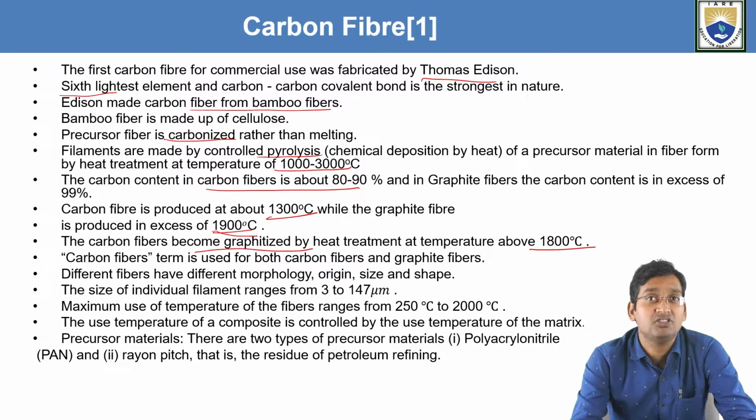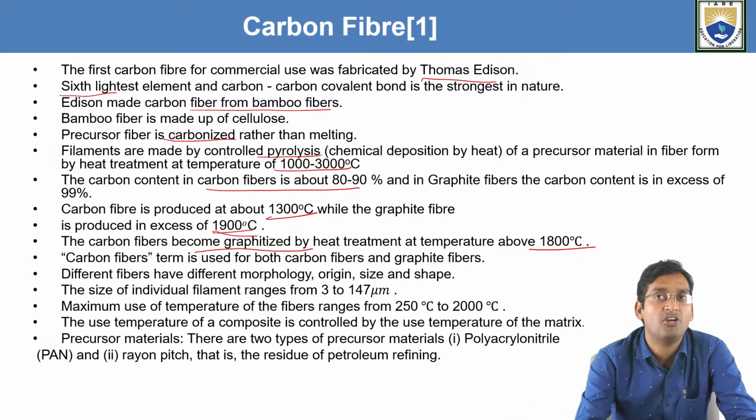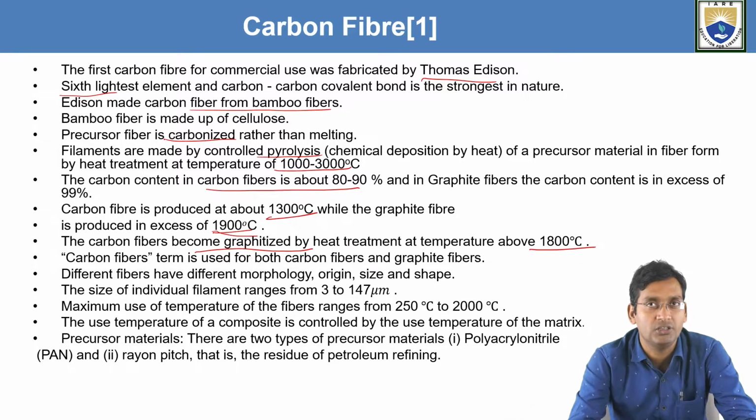The term carbon fibers is used for both carbon fiber and graphite fiber. So we can simply use carbon fiber for both. The only difference is the temperature used. If the temperature is around 1300 degrees Celsius, then we say it is carbon fiber, and if it is heated up to 1900 degrees Celsius, then we say it is graphite fiber.